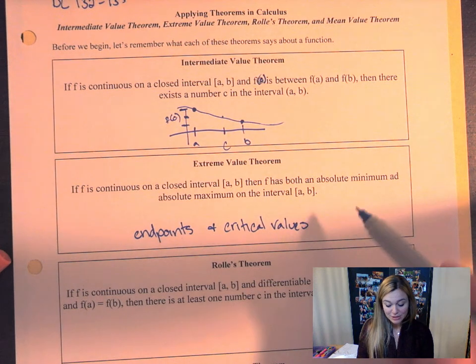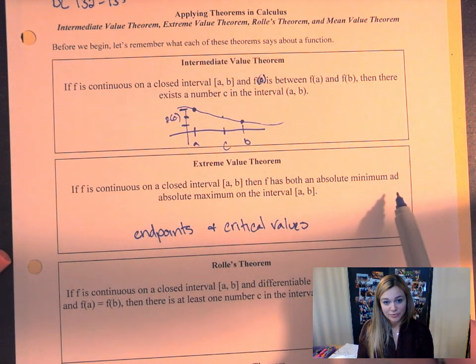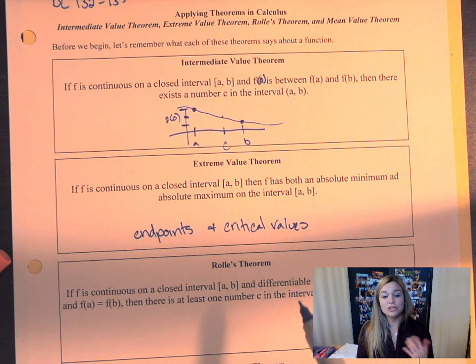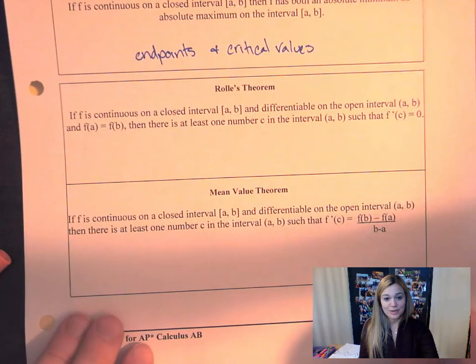So what I mean by that is you need to check, like, what is the function value at a? What's the function value at b? What's the function value at the critical values? The largest value is going to be your absolute max. The smallest y value is going to be your absolute min. Next one, this one's pretty recent.